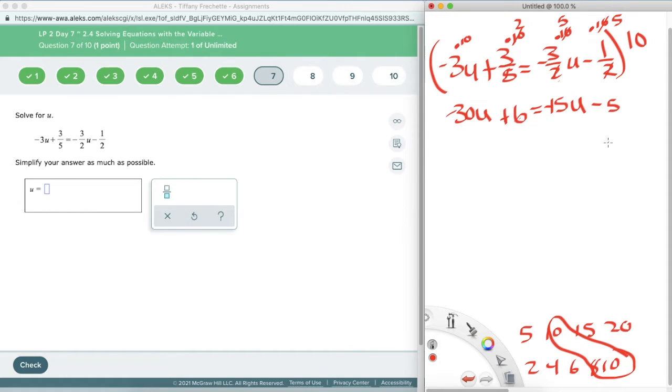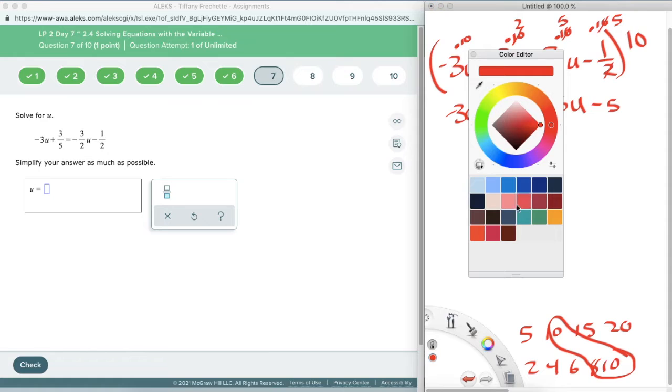So all that does is it eliminates those fractions. It makes it much easier to look at without having to deal with fractions and then making them like fractions with common denominators. Now I can just go through and complete the steps like I have on all the other problems, where I'm going to bring my variables together. So I'm going to switch over to, oops, I meant to click on this guy, not the color editor.